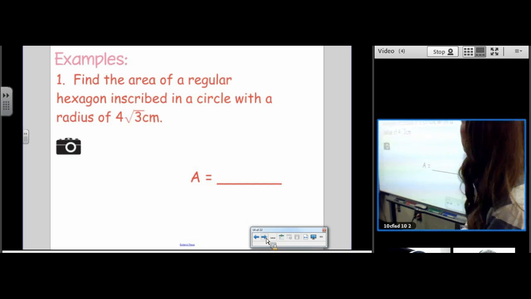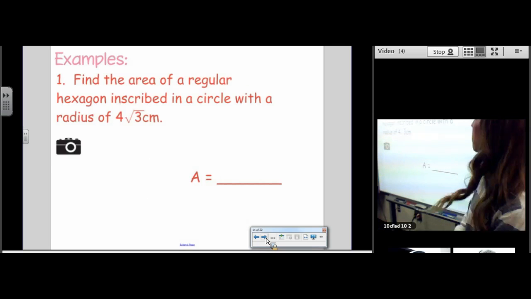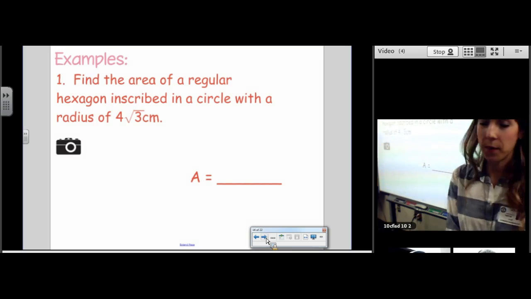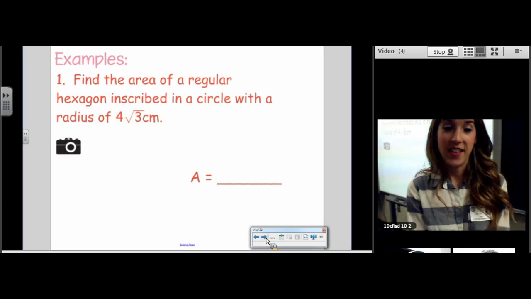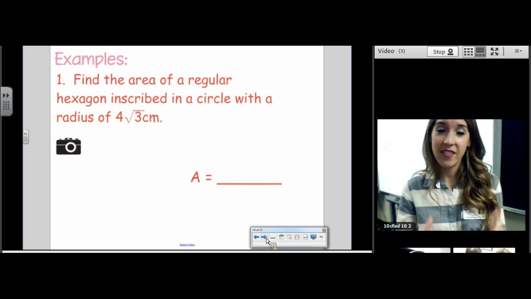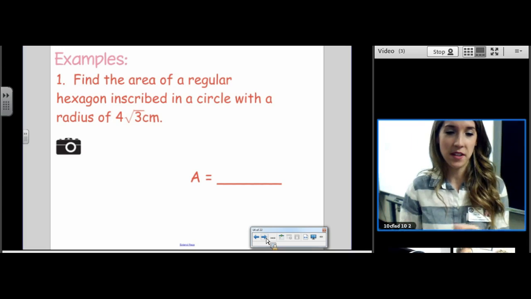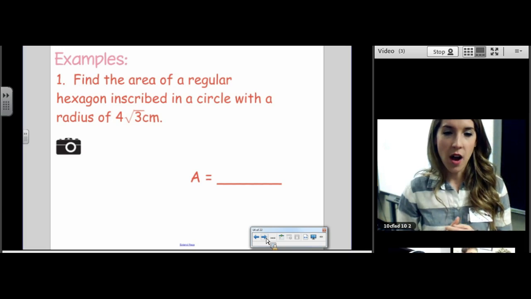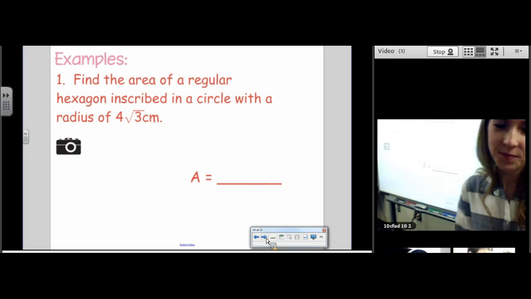All right, now we are finally into the examples. Example number 1. Find the area of a regular hexagon inscribed in a circle with a radius of 4√3. This is geometry. This is K-level geometry. This is not middle school. This is not like, oh, we've been there, done that. This is the good stuff. So draw a picture to start with.